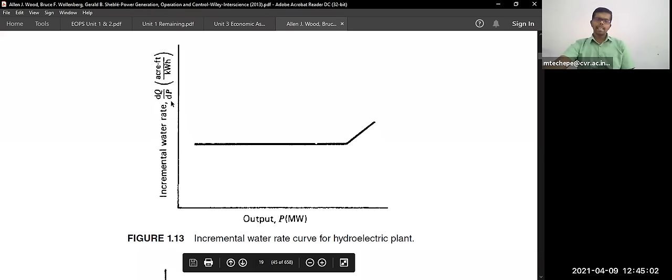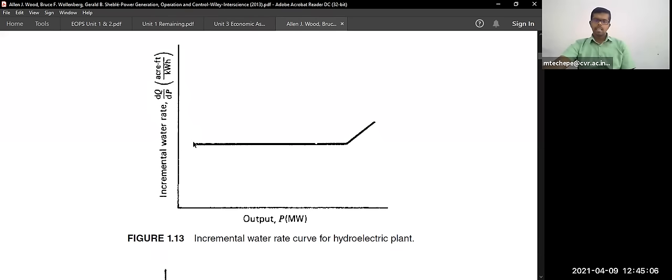If we take the incremental water rate curve, first initially it will be somewhat gradual for some time, and slowly it might be increasing. For example, the discharge might be this much acre feet per hour. So gradually it will be generating.